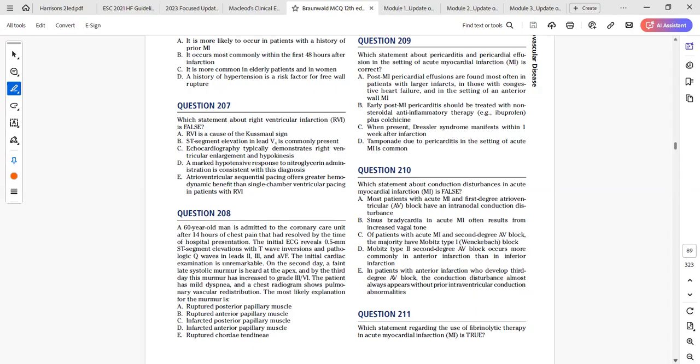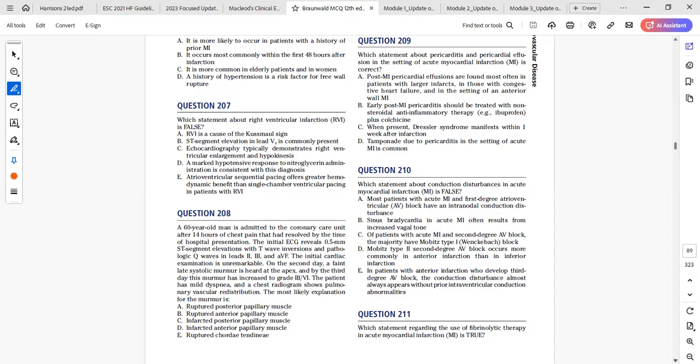Then option D, Mobitz type 2 second-degree AV block occurs more commonly in anterior infarction than in inferior infarction, is true. Mobitz type 2 second-degree AV block is more common in anterior infarction compared to inferior. Then sinus bradycardia in acute MI often results from increased vagal tone. It's a true statement. Increased vagal tone mostly is responsible for sinus bradycardia in myocardial infarction patients. Then I'm left with options A and E.